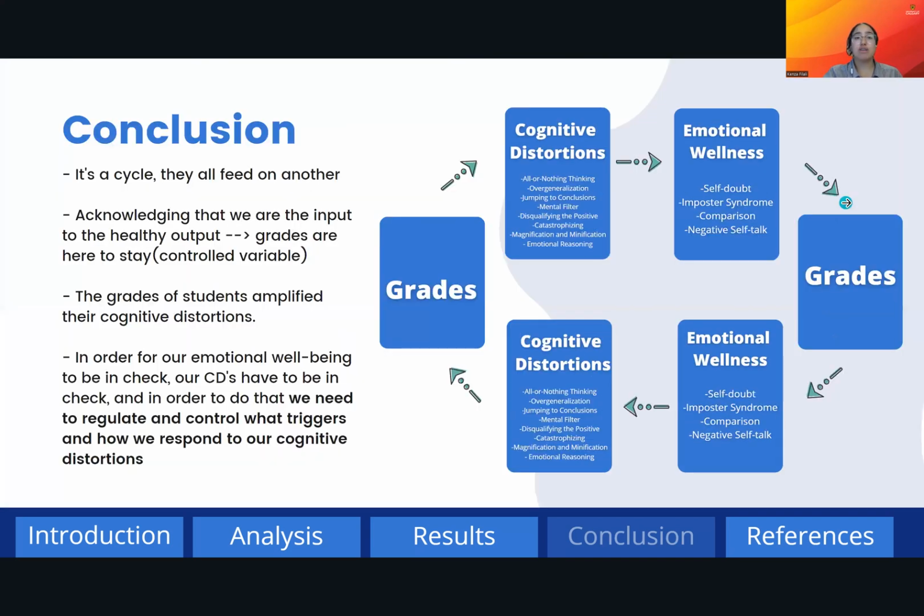So in conclusion, we acknowledge that it's a cycle, right? A vicious and unhealthy cycle, and that our grades impact our cognitive distortions, and our cognitive distortions impact our emotional well-being. And because our emotional well-being isn't regulated, it affects our grades because we aren't happy with our grades, which then affects our emotional well-being and then causes our cognitive distortions.